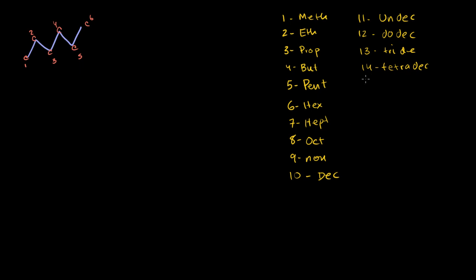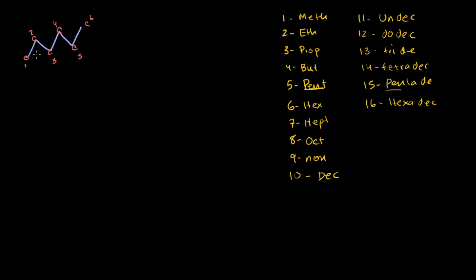And then after that, it becomes very systematic. 15 is pentadec. Notice pent, 5 and 10. 16 is hexadec. 17 is heptadec. So it just goes on and on. Octadec is 18, 19 is nonadec, and then 20 is actually iso. But we won't even go into that. This will probably serve our purposes. So this is just how many carbons are in our longest chain.